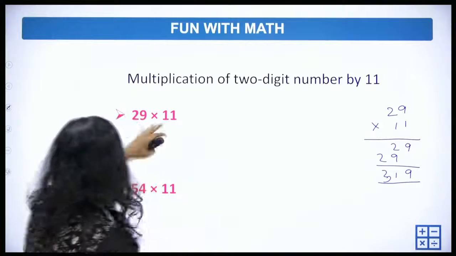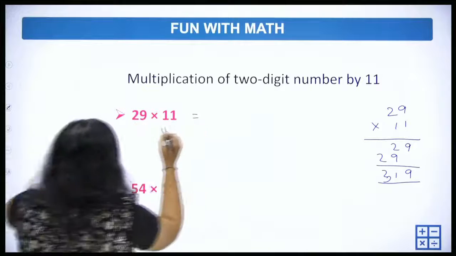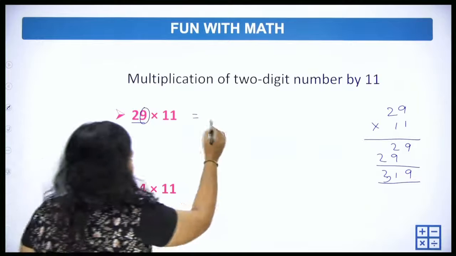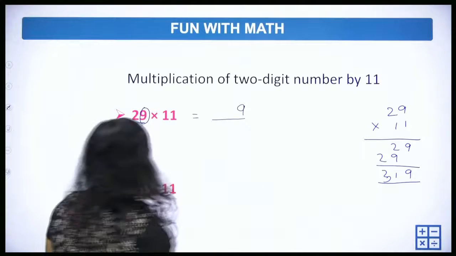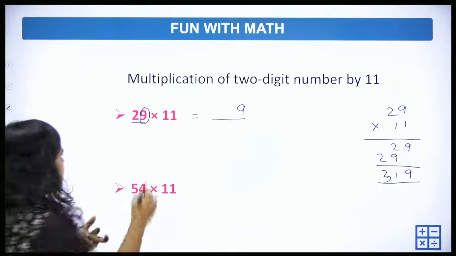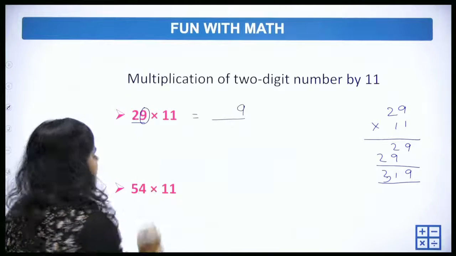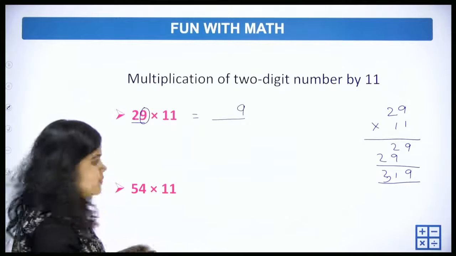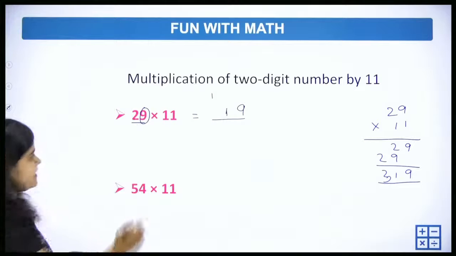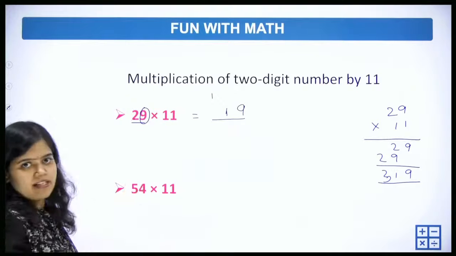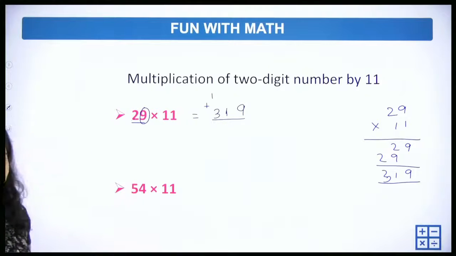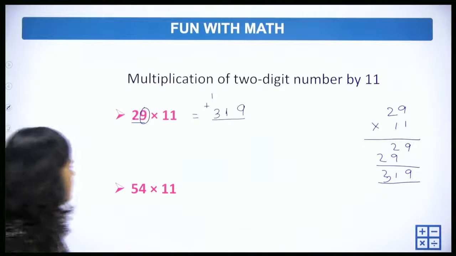How? Whatever the digit is. Now the number is 29. So whatever the digit in the ones place is comes in the ones place first. Now in the tens place, what will come? So we get 2 plus 9. What is 2 plus 9? 2 plus 9 is 11. So 1 is written and 1 is carried. Then the tens place digit into 1 is 2. So 2 plus 1, 3. Right?